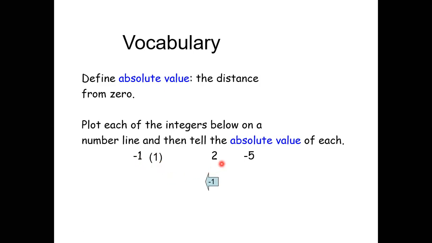What is the absolute value of 2? 2 means 2 units to the right from 0, right? So the absolute value of 2 is 2. Then what is the absolute value of -5? -5 is negative, right? So we move to the left. That means 5 places to the left from 0. So what is the distance from 0? 5 units. So the absolute value of -5 is 5.